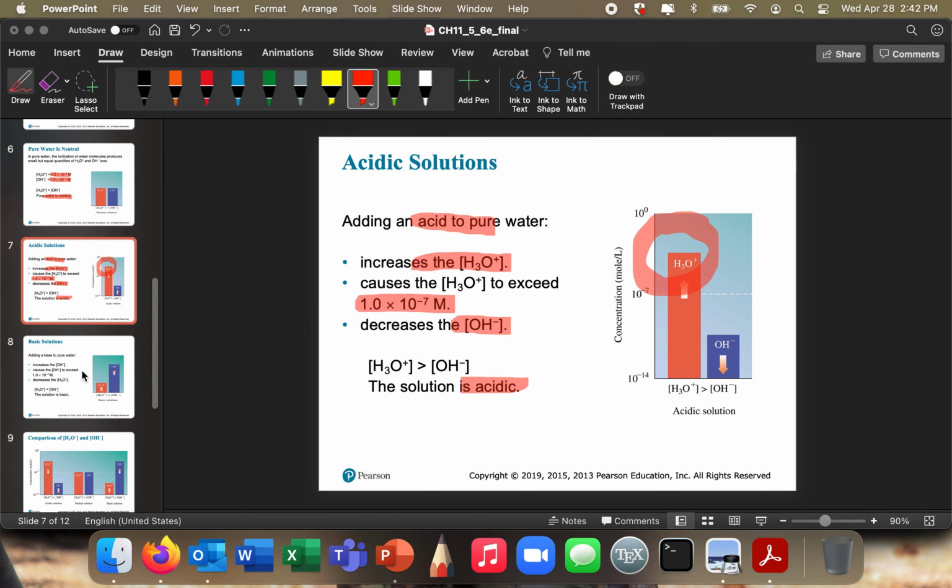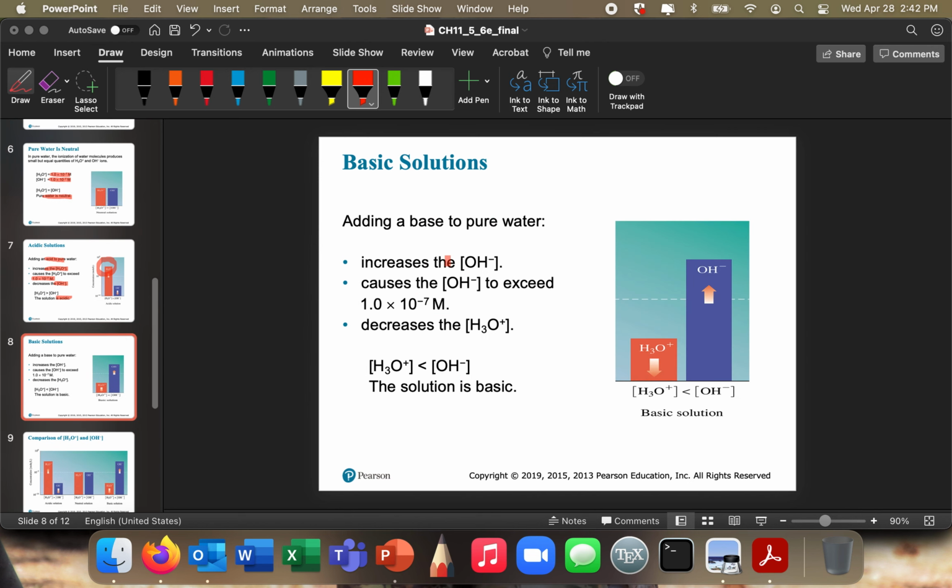You know where we're going with this, right? What if we add base to pure water? Then we would say that the hydroxide ion concentration is higher, and that causes it to be greater than 10 to the minus 7, and it's going to decrease the hydronium ion concentration, and we would say it's basic.